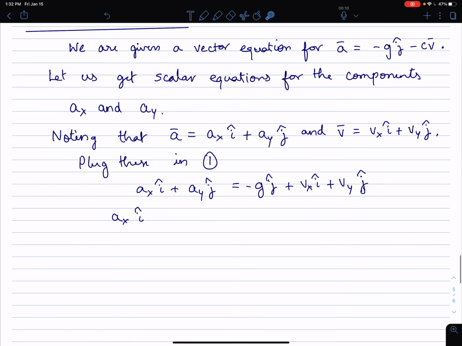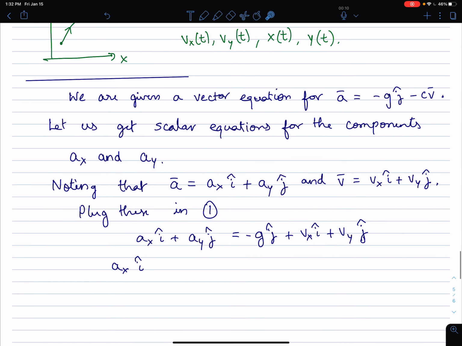We are given a vector equation for a, like we said, minus g j minus c v. What we can do is get scalar equations for the components a_x and a_y. We don't really know how to integrate this directly, but if we can get a_x equals something and a_y equals something, we can integrate those scalars. So that's what we need to do.